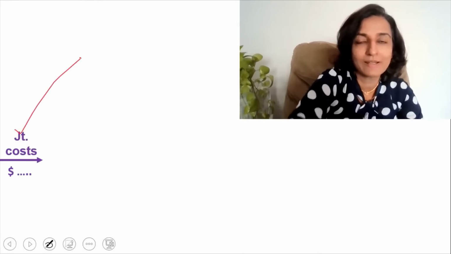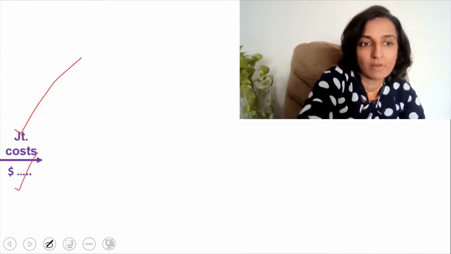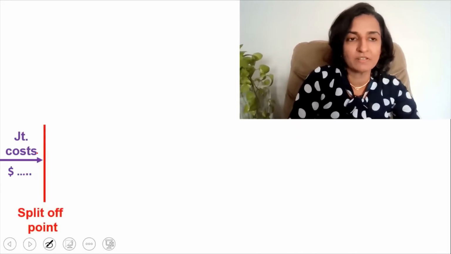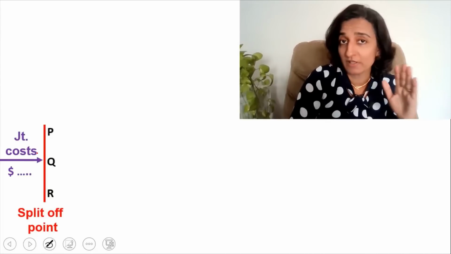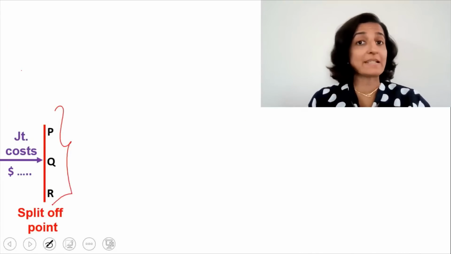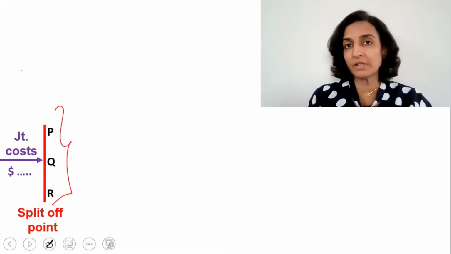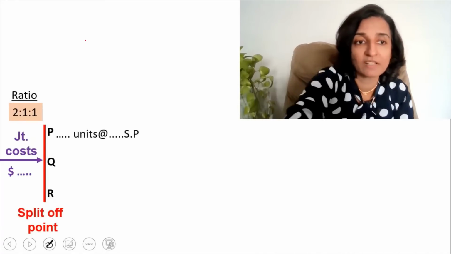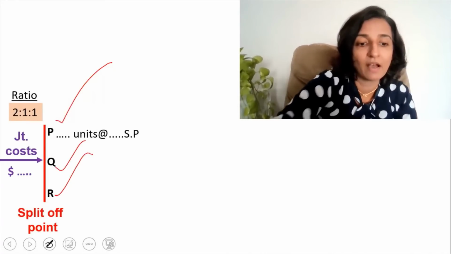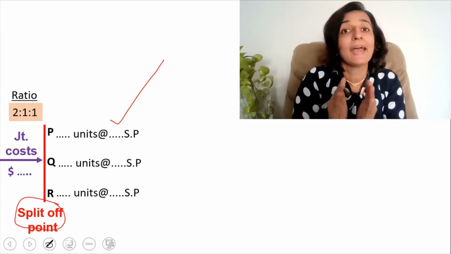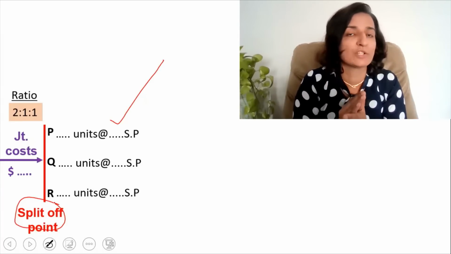So first you write the joint cost, whatever the amount is given in the question. And then you have the split off point and say you've got three products P, Q, and R. The ratio in which the three products are produced might also be given in the question. So you can include the ratio also. Next, for each product, that is for P, Q, and R, please write the number of units produced at split off point and the selling price at split off point.